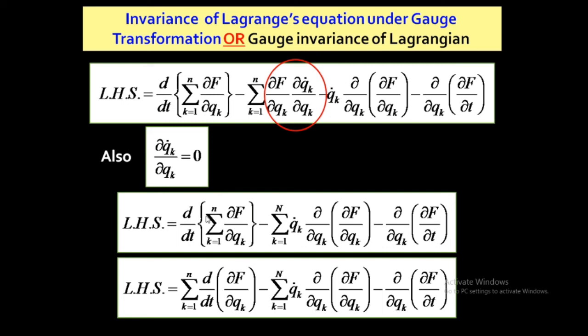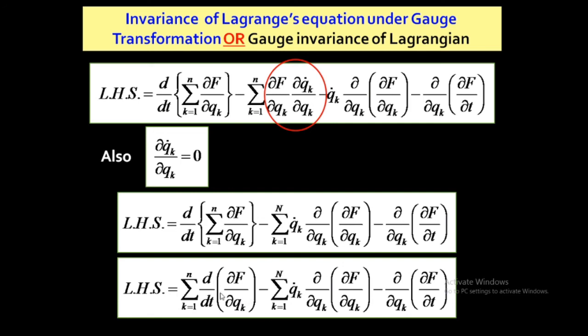Okay, so this d by dt I can take inside the summation: d by dt of del f by del qk. The remaining two terms are as it is. I just took d by dt inside the summation, so summation over k of d by dt of del f by del qk, and these two terms are as it is.